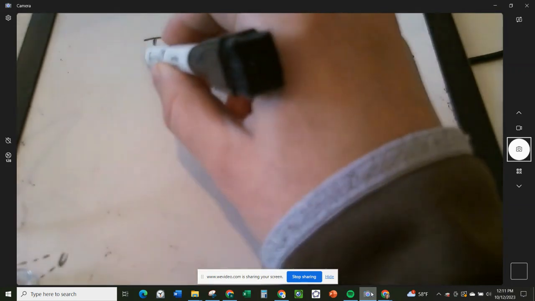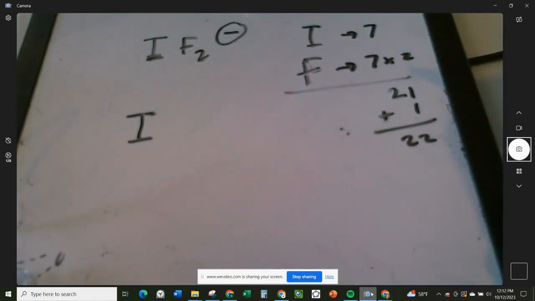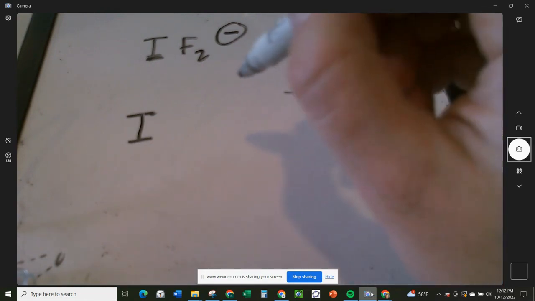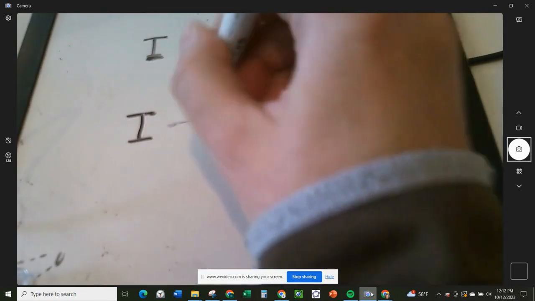I'm going to pick iodine as the central atom because there's only one of them. The other thing we can look at is electronegativity. The greater the electronegativity, generally, that's not going to be central. So lower electronegativity likes to be in the middle, generally.